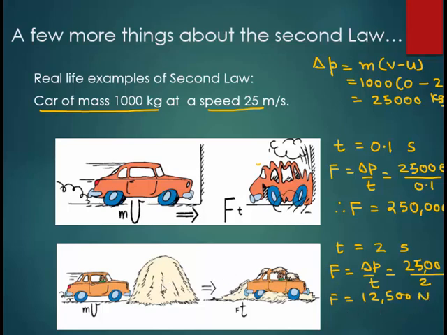So a much smaller force gets applied, and therefore the impact on the car is very small, negligible as compared to the previous case. Look at this. This is 12,500. This is 250,000. So this is one more application of the second law of motion.